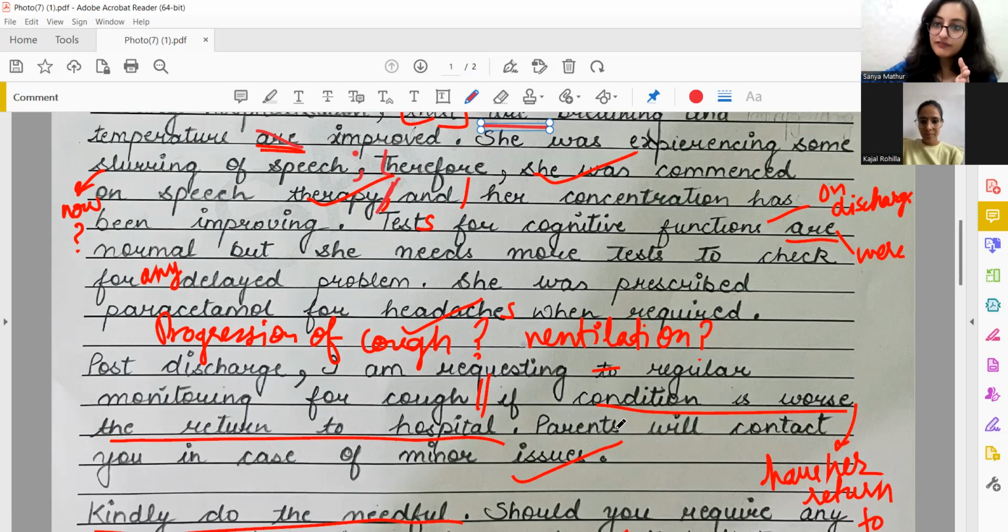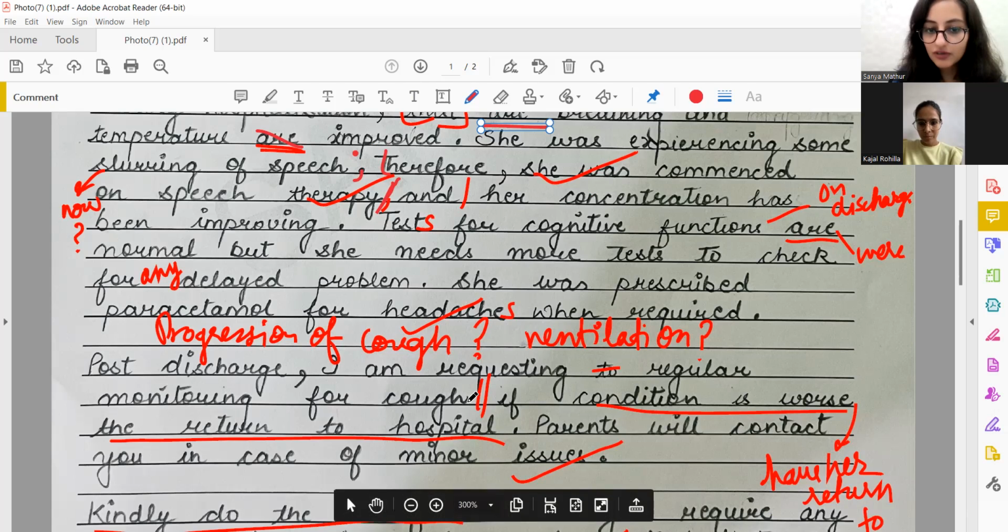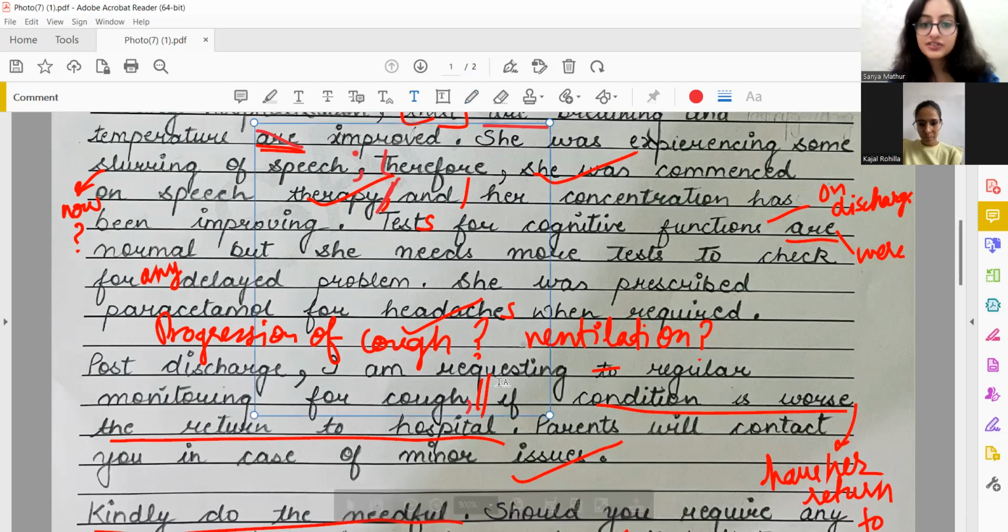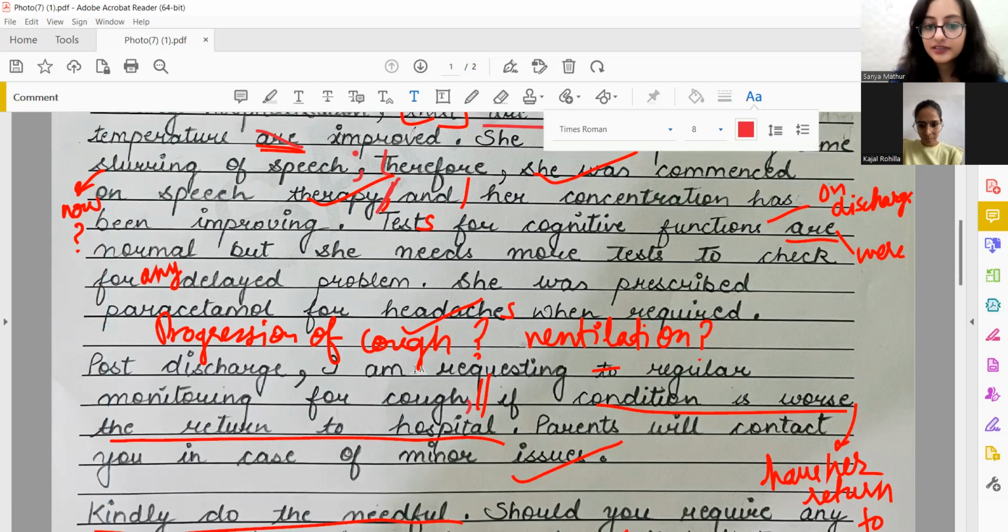Now again, you have put one more independent, no, if written, no, that's a conditional. So one more topic you are starting, that if condition is worse, then return. Yeah, so it is an independent clause actually. So there is no connector here. So you can put a comma over here, Kajal. After cough, you can write and if her condition worsens, then you can add a comma and write please have her return to the hospital.